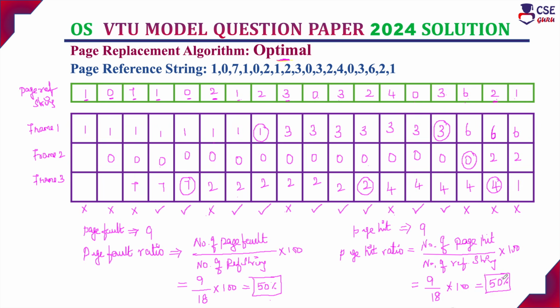So comparatively, for this given problem, we have implemented 3 algorithms: FIFO page replacement algorithm, LRU page replacement algorithm, and optimal page replacement algorithm. So among these 3 algorithms, page hit ratio is high in optimal page replacement algorithm. So this is the best replacement algorithm we can able to implement. So efficient algorithm is optimal page replacement algorithm for this given reference string.